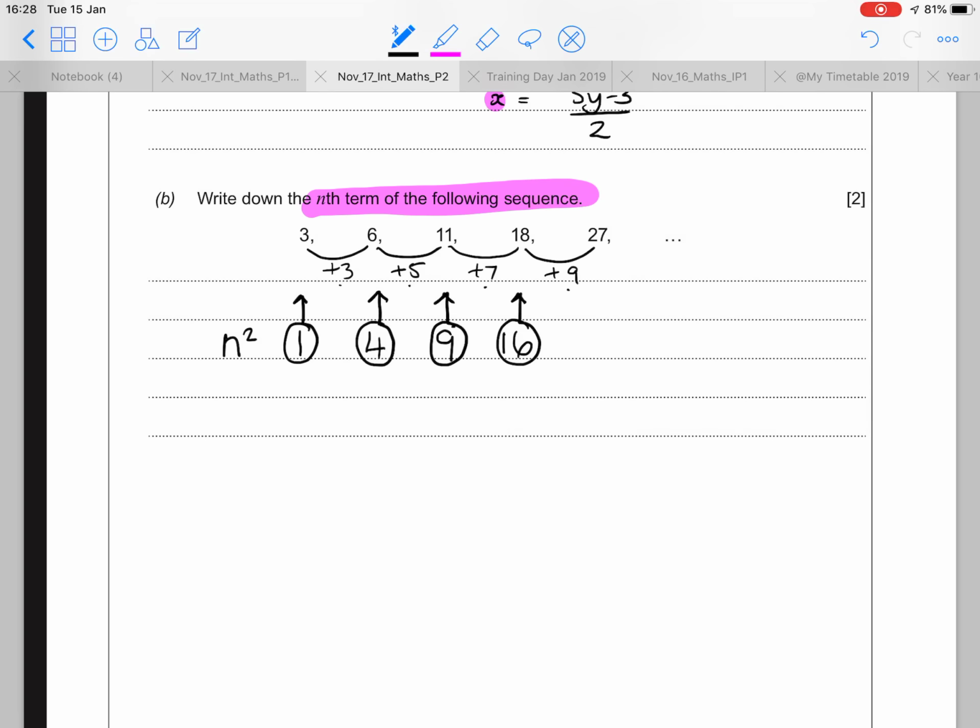I know it's squared numbers because I didn't have one constant for this line of adding. Because it's changing every time, I know that's my clue that I'm dealing with squares. So if I looked from 1 to 3, I've got to add on 2, 4 to 6, add on 2, 9 to 11, add on 2. So this is my squared numbers plus an extra 2.